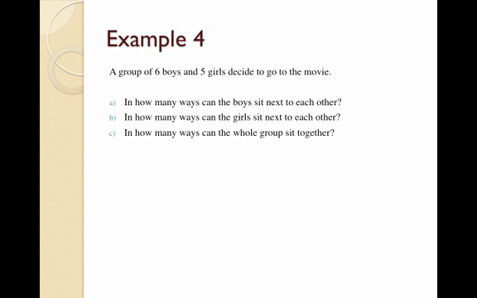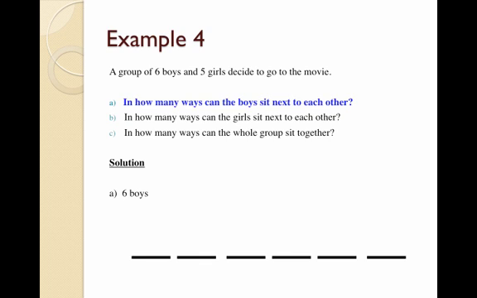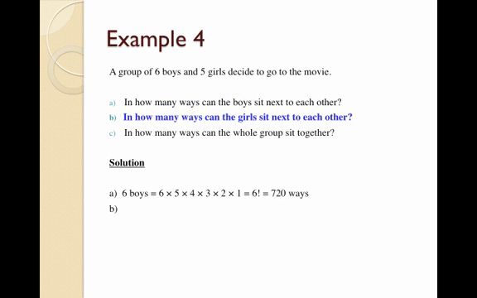A group of 6 boys and 5 girls decide to see a movie. The question is, how many ways can the boys sit together? That's the first one. Well, we have 6 boys to choose from. There are 6 boys who can go first, and then 5 who can go second, 4 who can go third, 3, 2, and 1. Now, an easy way to do this on our calculator is to write 6 factorial. Now, from that list of factorials I showed you earlier, we know that it's 720. It may not be a bad idea remembering some of these factorials, but it's not necessary because your calculator will do it for you.